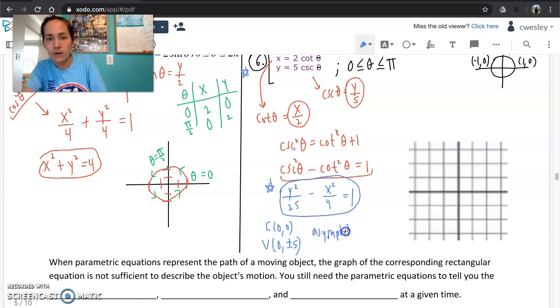Asymptotes. Point slope form, you know that the asymptotes go through the origin, 0, 0. So y equals plus or minus the slope, x minus 0 there. Vertically oriented hyperbola means the rise is a and the run is b. So a over b gives you 5 halves as a slope.